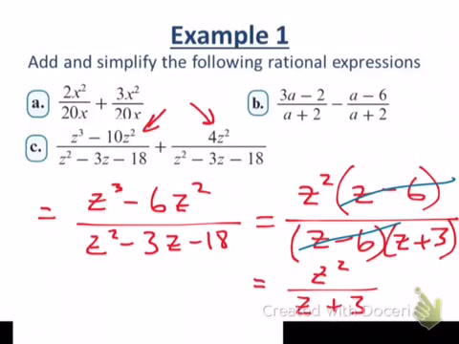Can I cancel these z's? Why not? Because the z in the bottom is a term, and you can only cancel factors. You cannot cancel terms. Okay, you can't cancel terms or parts of terms. You can only cancel factors.